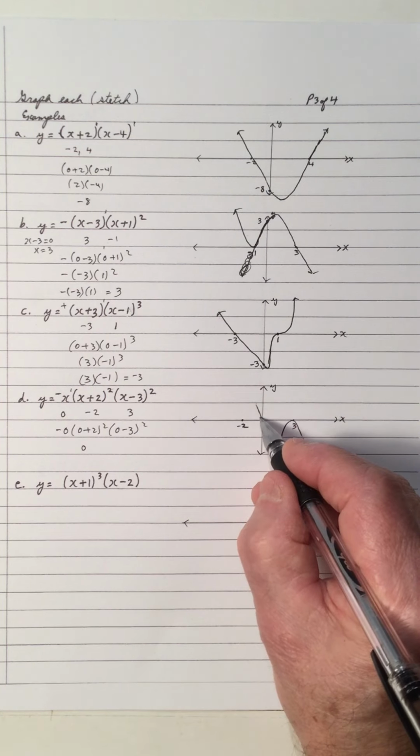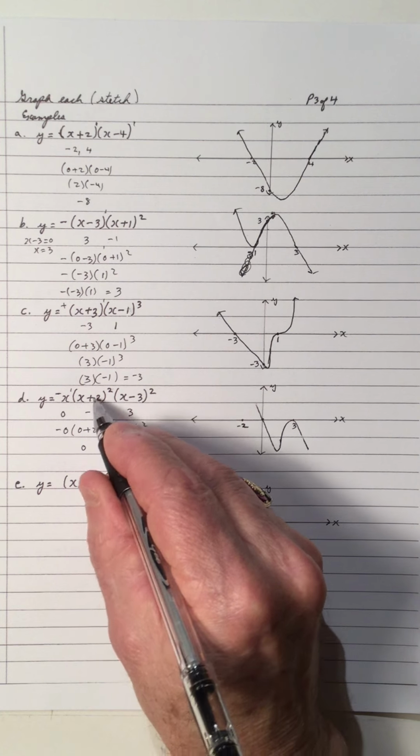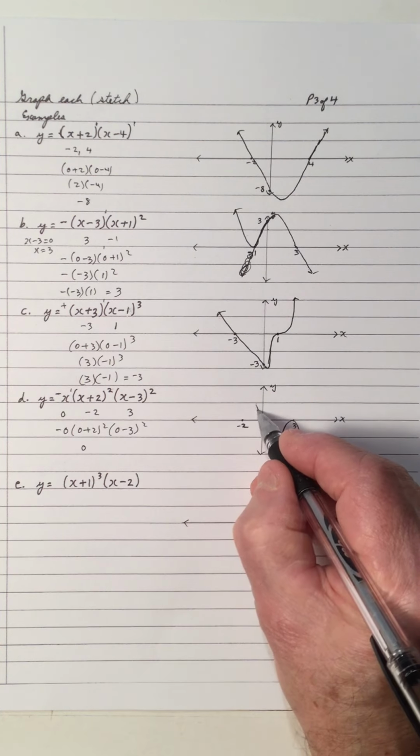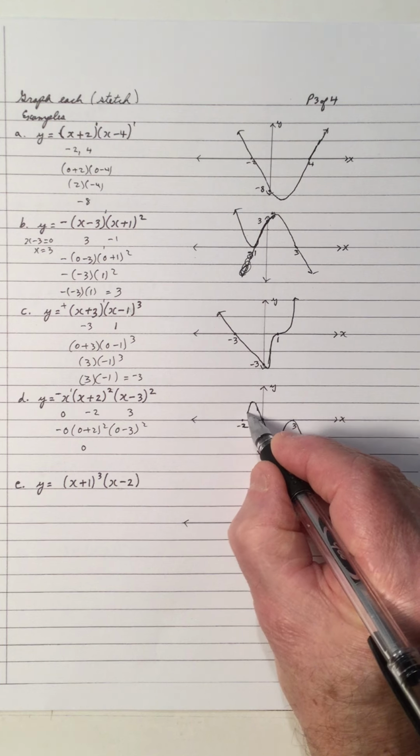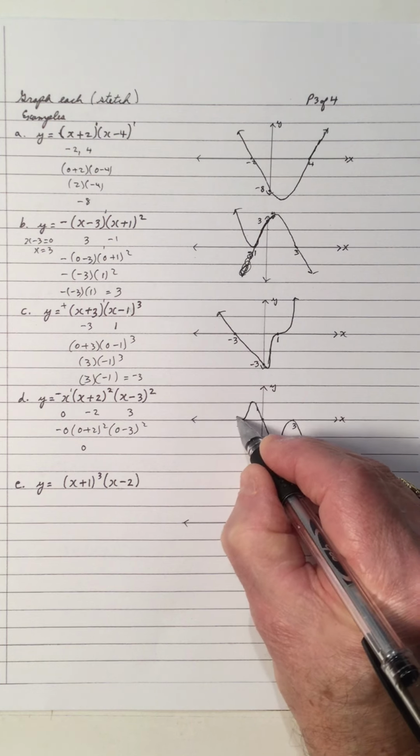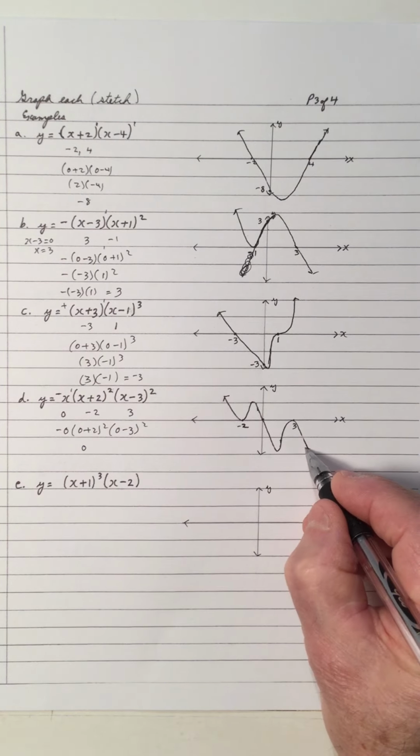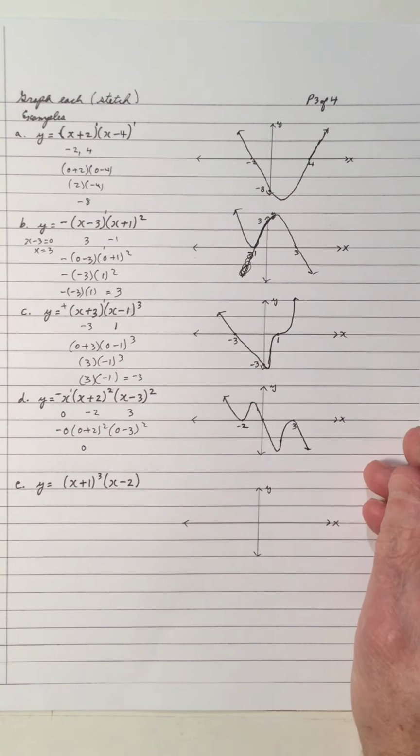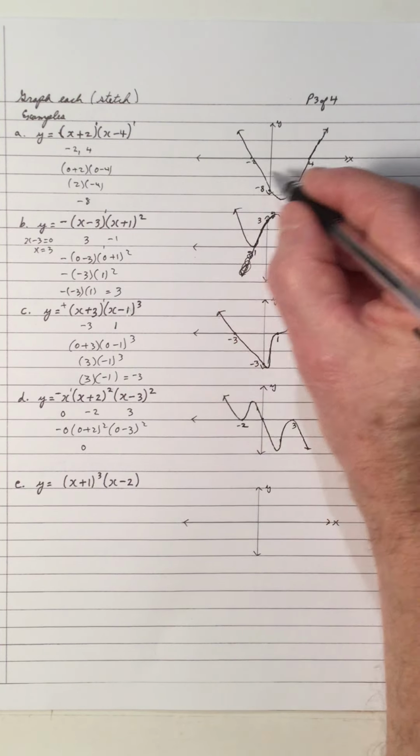Now once I get up here, I have to bend and come down to the -2, which is here, and it's a square, so I have to turn. When I come down, it hits and it bounces off. Again, it's a parabola at that point. So there's the graph.